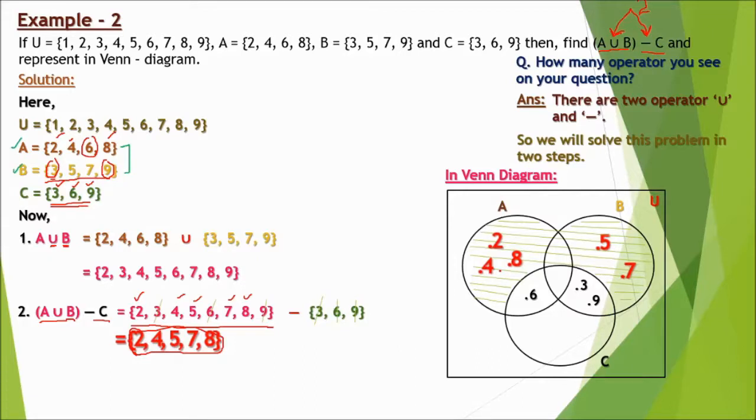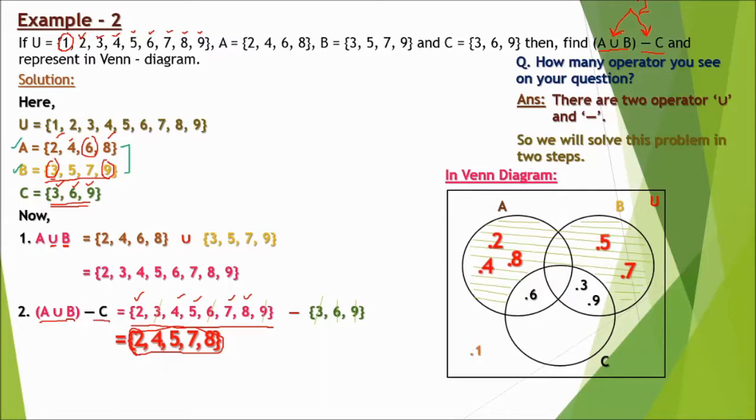And one thing you have to be careful about: there is a universal set, isn't it? Are all elements of the universal set written? See, 2 is written, you can clearly see. 3 is also written, 4 is also written, 5 is also written, 6 is also written, 7 is also written, 8 is also written, and 9 is also written. So 1 is not written. So what we have to do is write 1 outside of the ring in this way.